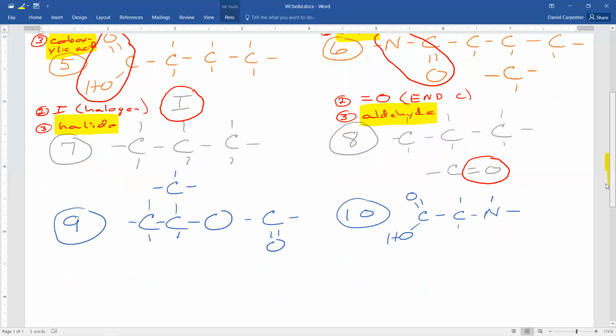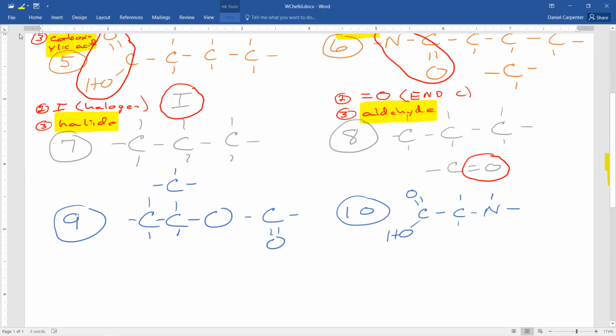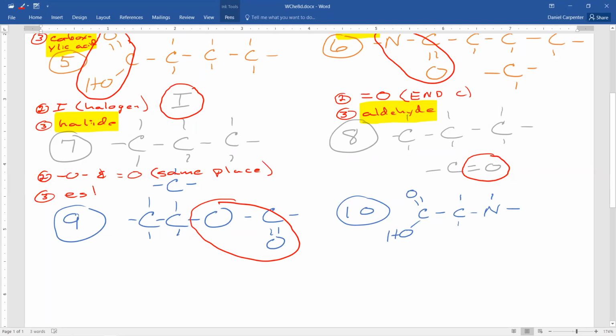All right, number 9. Hopefully while I was building that, you got all done. So we've got the O and the double bonded O on the same place, or they have a carbon in common, however you want to put it. And that would make this an ester.